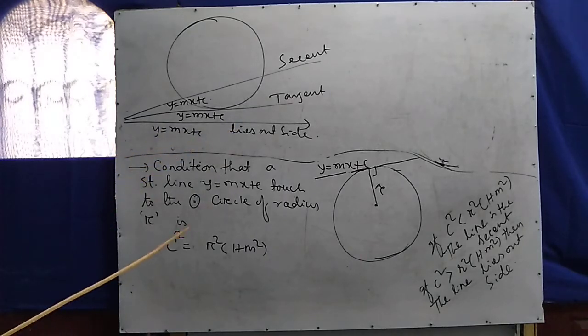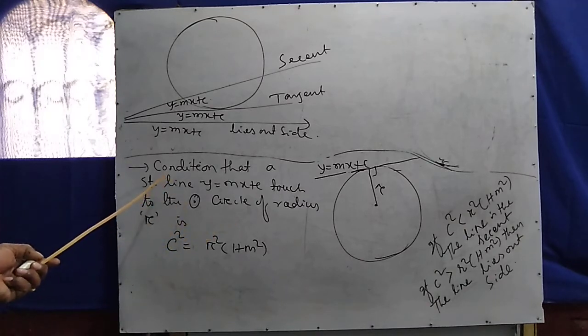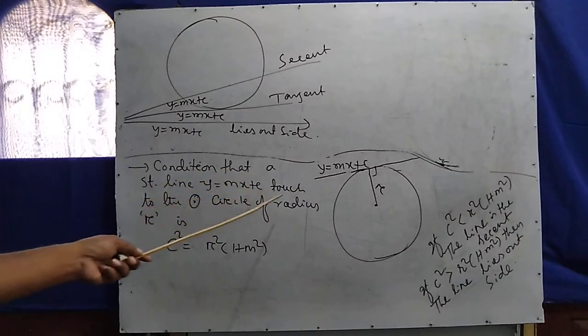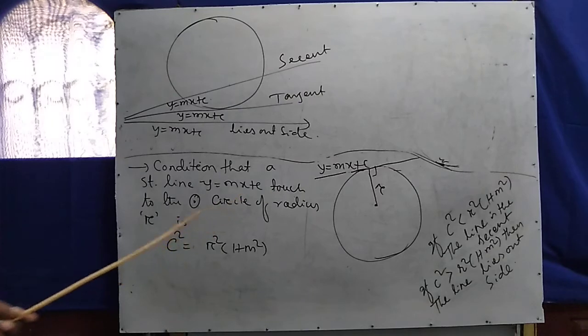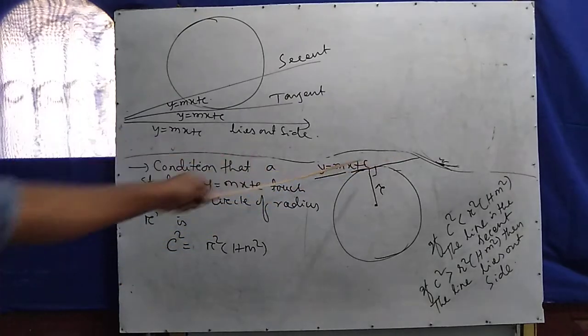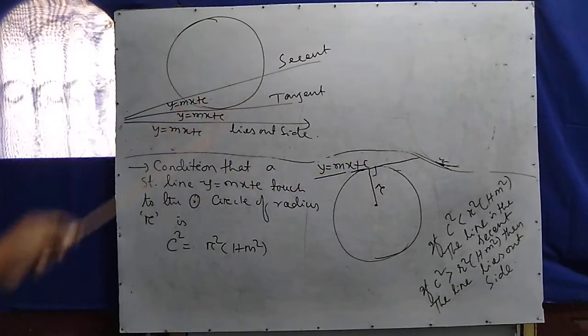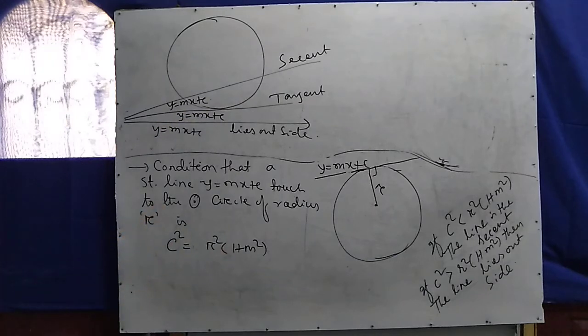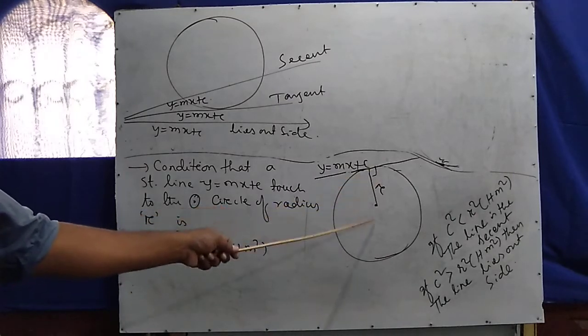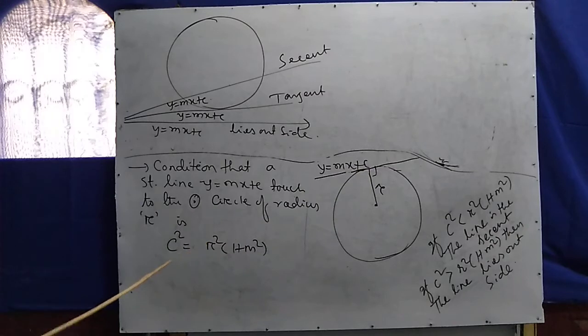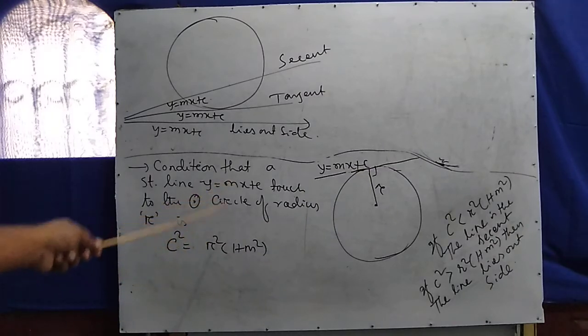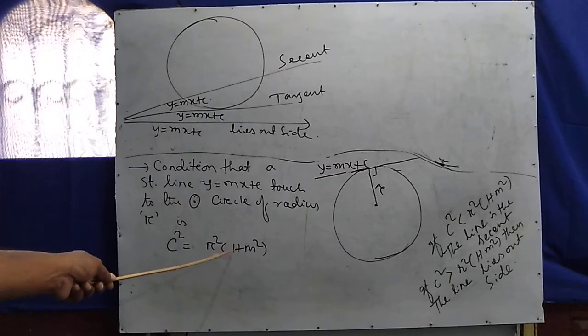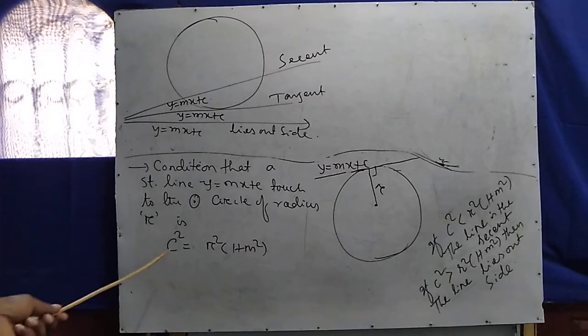With respect to the circle given, here is the condition that a line y equal to mx plus c touches the circle. First of all, we will discuss at what condition it touches the circle. Touches the circle means it is tangent to the circle. At what condition is it tangent to the circle? For a circle with radius r, the radius is given, or otherwise you find the radius of the circle. If c square equal to r square into 1 plus m square.